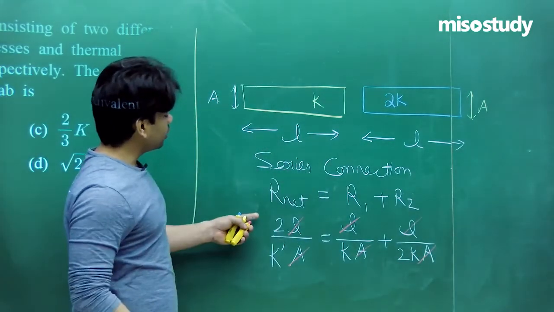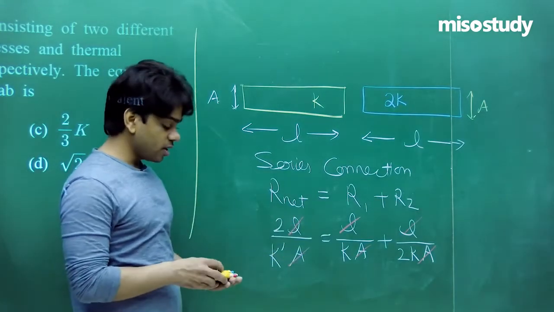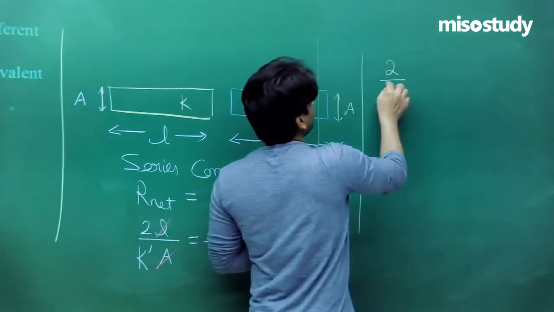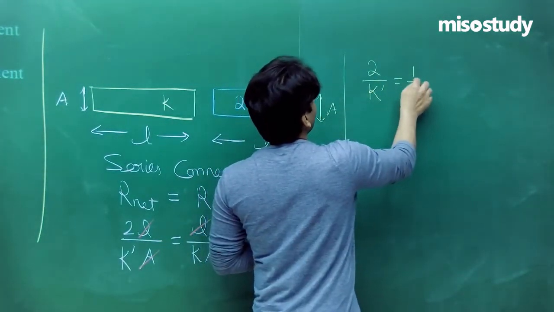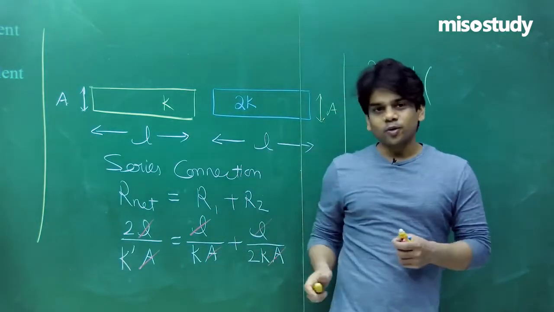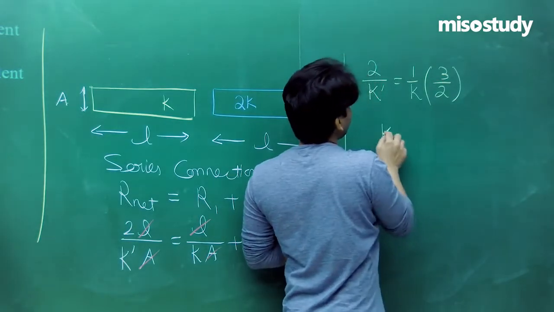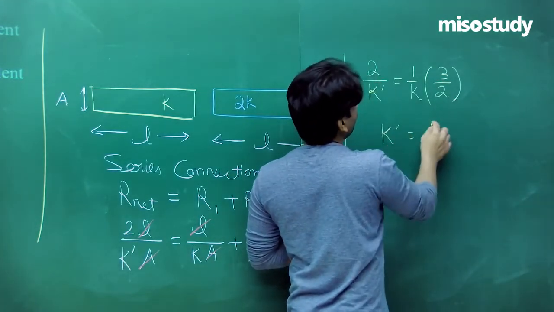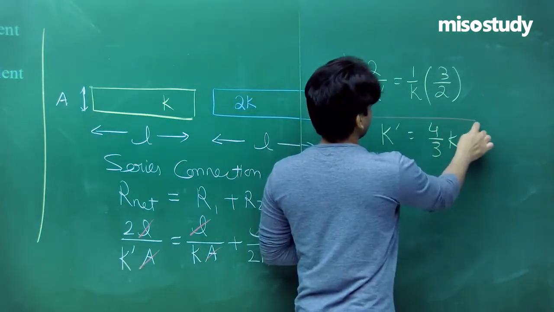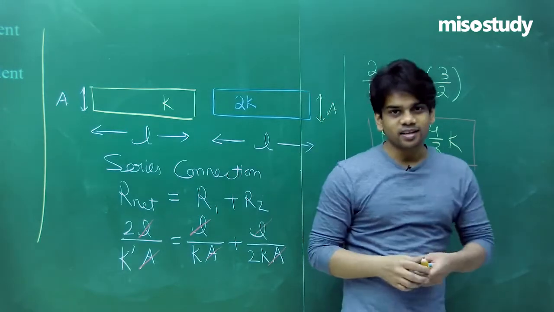From here you see 2 by K dash is equal to 1 by K plus 1 by 2K. So we can write that 2 by K dash is equal to 1 by K times, 1 plus 1 by 2, we get 3 by 2. So K dash will come out to be 2 into 2, 4 by 3 K. This is the value of thermal conductivity of the combined slab, that will be 4 by 3 K.